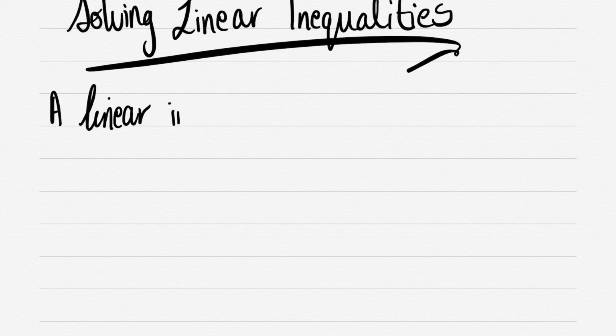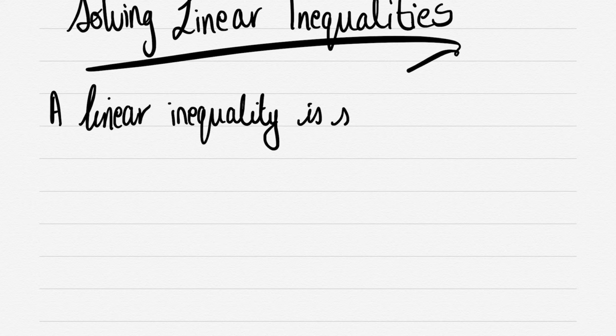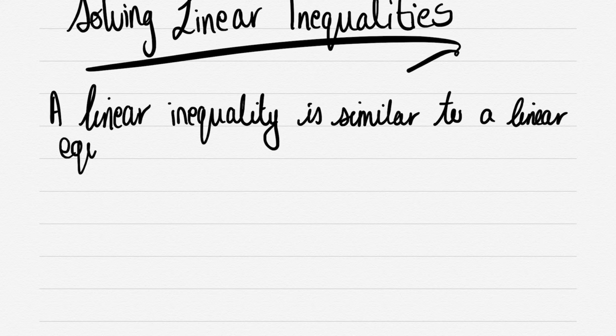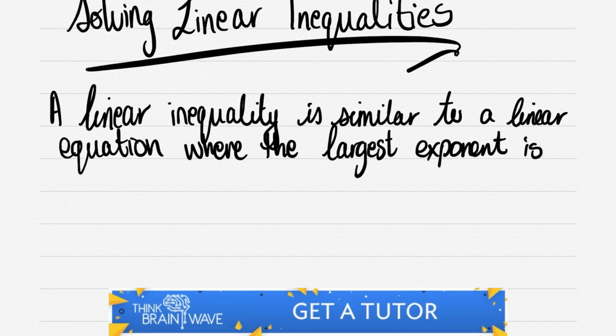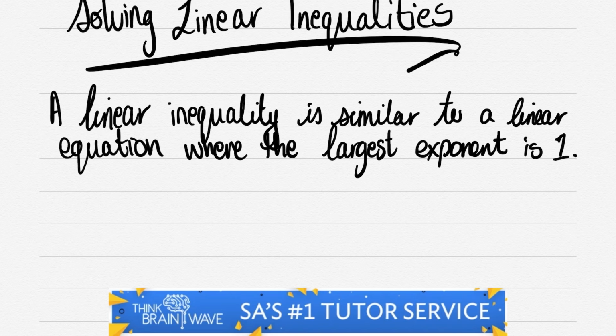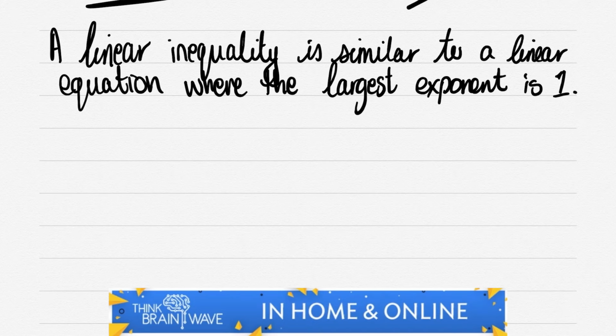So with that said, let's discuss exactly what a linear inequality is. A linear inequality is similar to an equation. However, you are not dealing with equal signs. You're dealing with, as mentioned before, your less than and your greater than signs. One important factor, and I'll mention it later on in the video, is that when you divide or multiply by a negative number, the sign changes. So your greater than sign will change to a less than sign and vice versa.